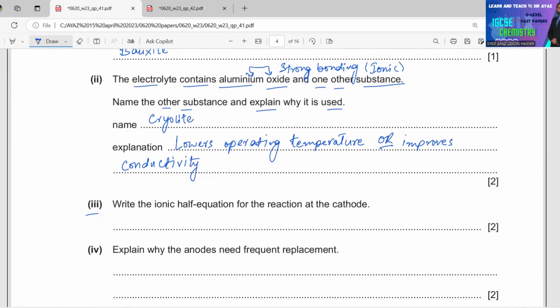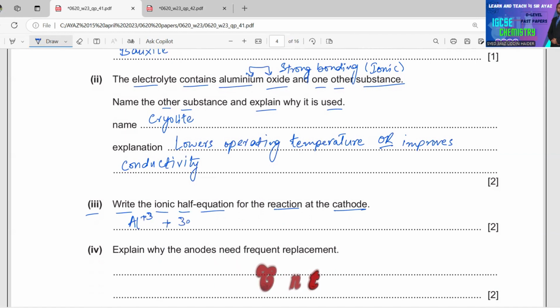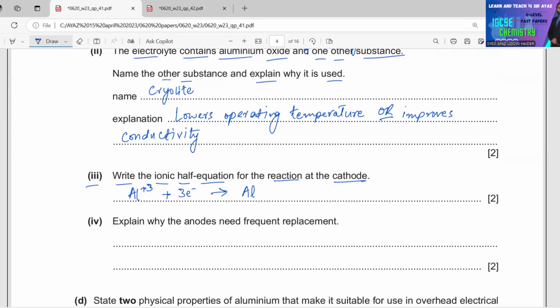Number 3, write the ionic half equation for the reaction at the cathode. At the cathode, there will be gain of electrons. Here we have aluminium 3 plus ion, which will gain 3 electrons to produce molten aluminium. So you write Al 3+ plus 3 electrons, giving Al. 3 moles of electrons are needed to form 1 mole of aluminium.